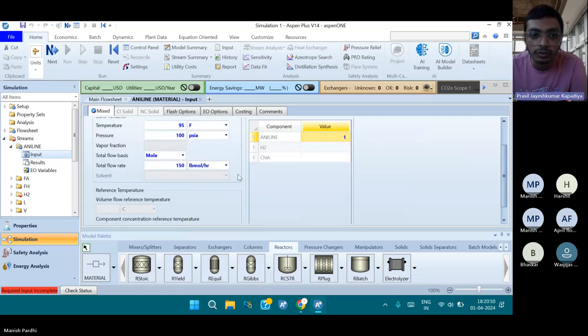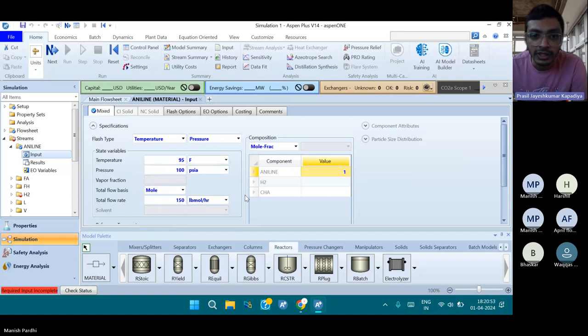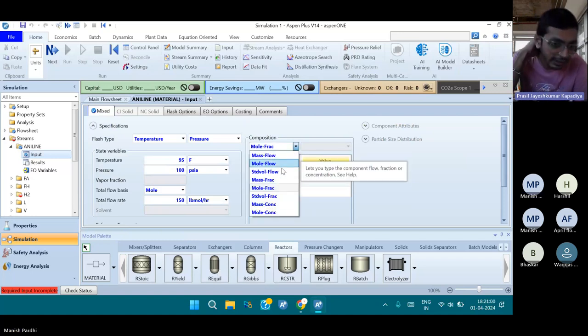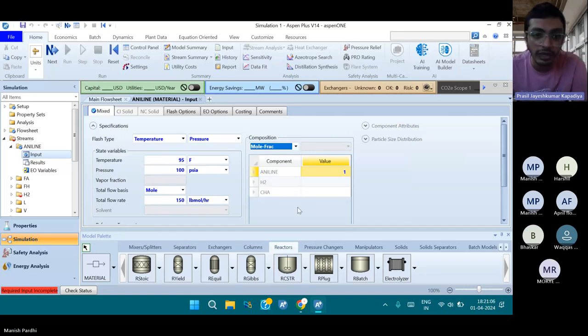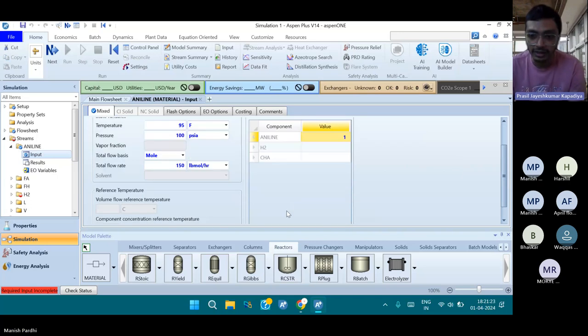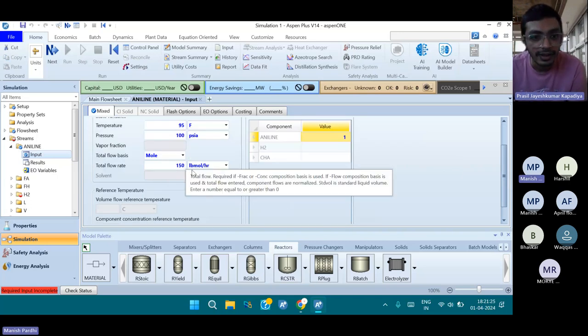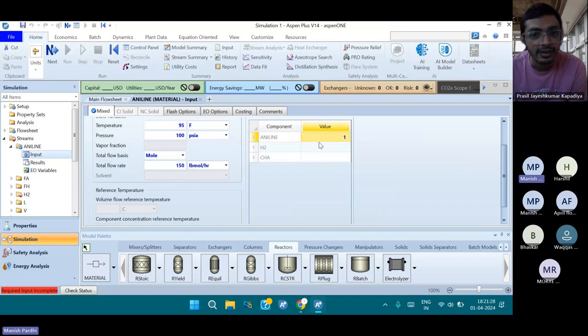One thing I would like to say: if you don't want to add mole fraction, just add the molar flow rate of aniline directly. This is also correct. But you added total flow rate on mole basis and here you are adding mole fraction. If you don't want to do that, you can directly add only the molar flow rate of aniline, so it will take it as a pure compound. Now press next.